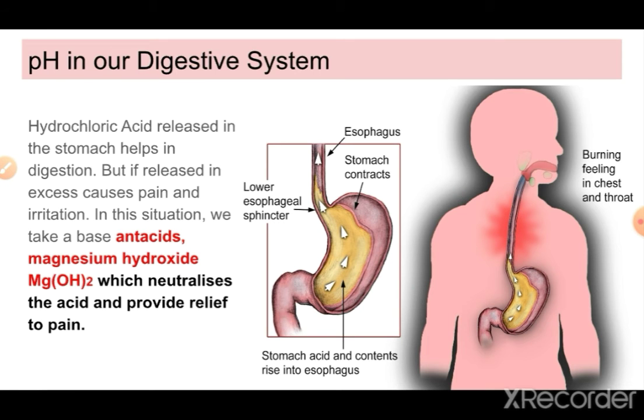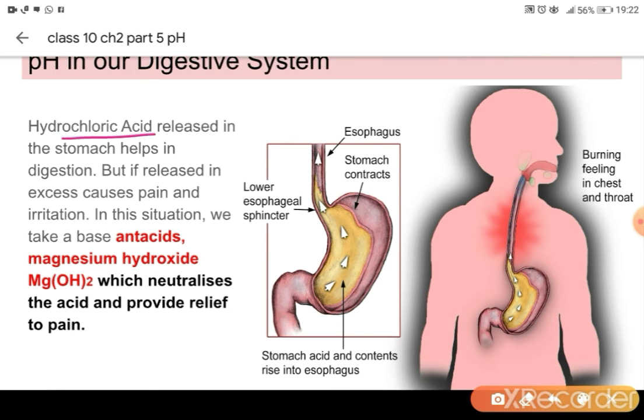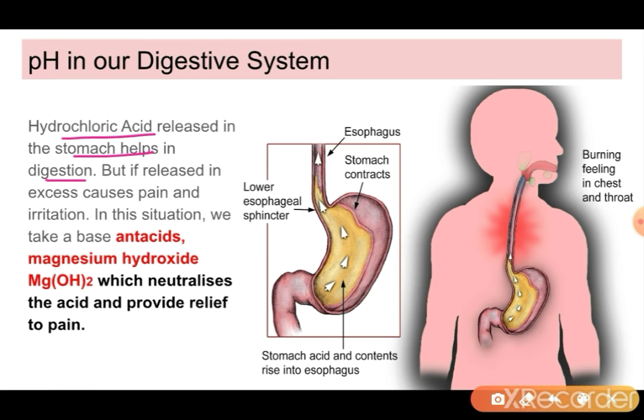Then the pH in our digestive system. The pH in our digestive system should also be maintained. This is helpful for our digestion. The hydrochloric acid which is released in our stomach is important for digestion, but if hydrochloric acid is released in excess amount, then it causes pain and irritation, and this is the situation when we feel acidity.